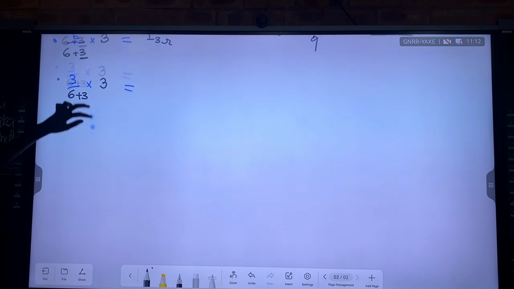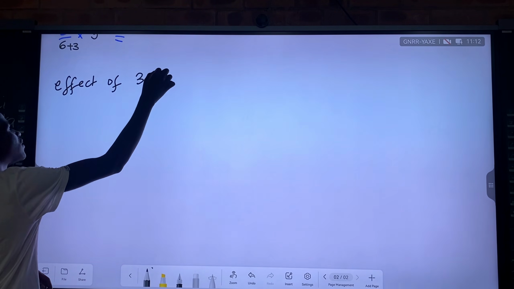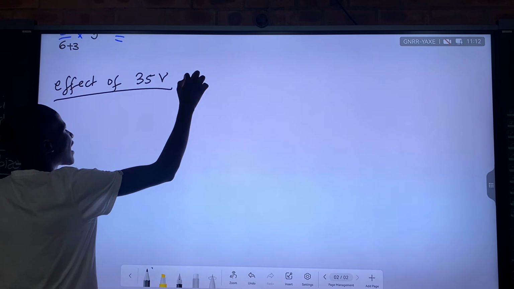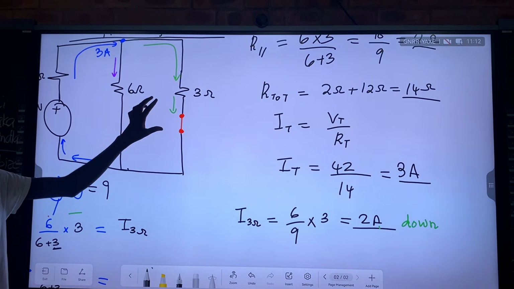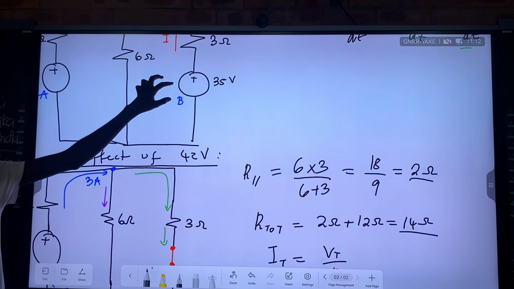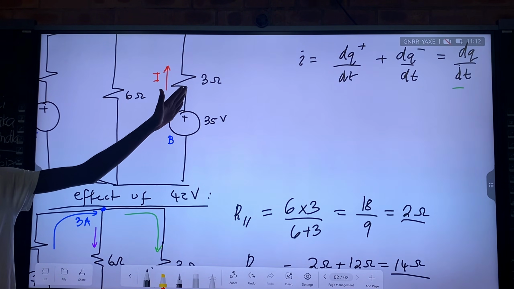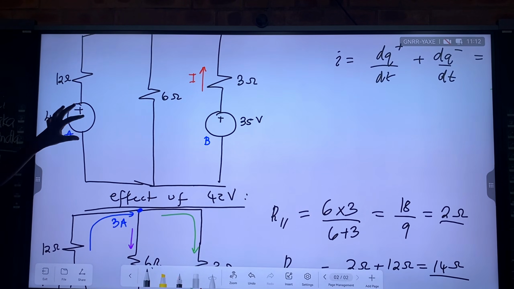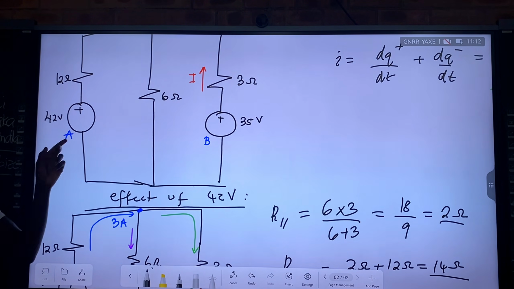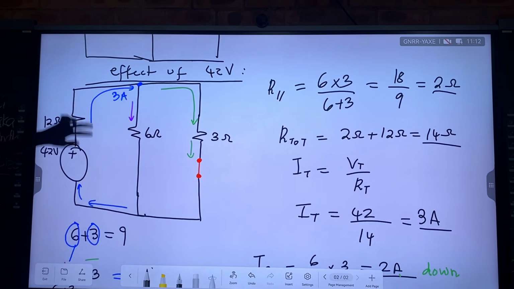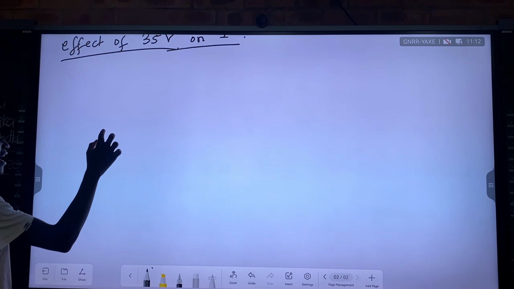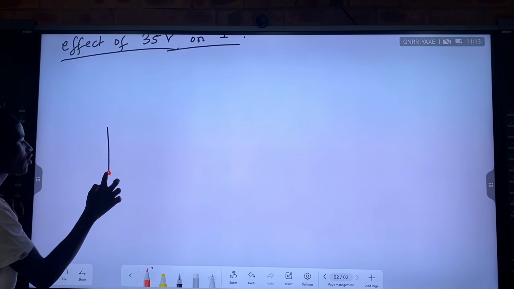Now, I want to find the effect of 35 volts. The effect of the 35 volts power source on the current I. So we want to see, with the 35 volts power source as shown here, how much current is produced going into the 3 ohms? So ignore the 42 volts. How do we eliminate the effect of a voltage source? We short circuit it. So we're going to just short circuit here, and say that we are short circuiting our circuit. So we do short circuit.